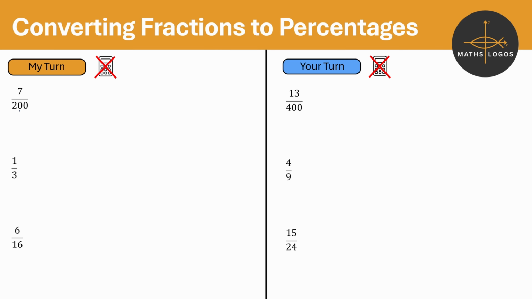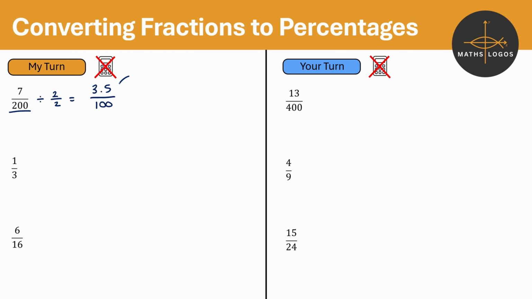Now, what I've been trying to do so far in the lesson is to get the denominator to a value of 100. And I can do that by dividing by 2. 200 divided by 2 is 100. And we might be tempted to hesitate because 7 divided by 2 is not a whole number. But let's go ahead and do it and see what happens. So 7 divided by 2 is 3.5. And 200 divided by 2 is 100.